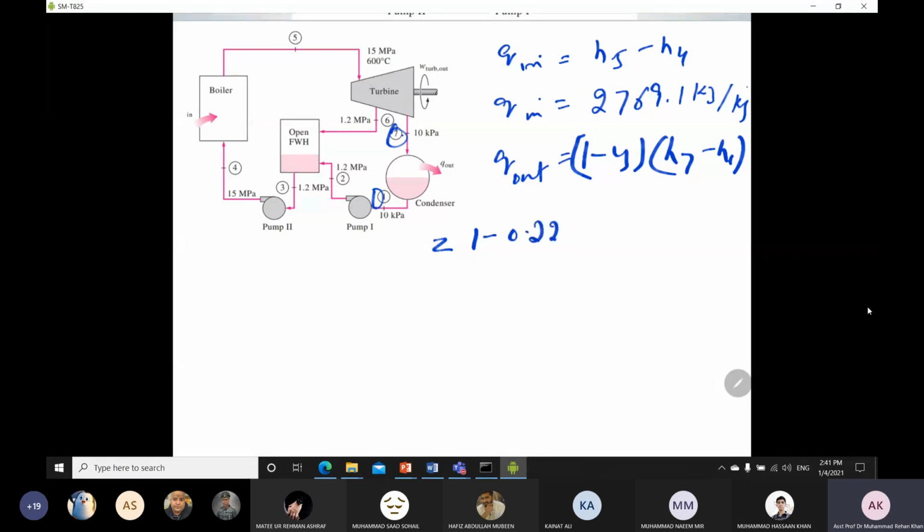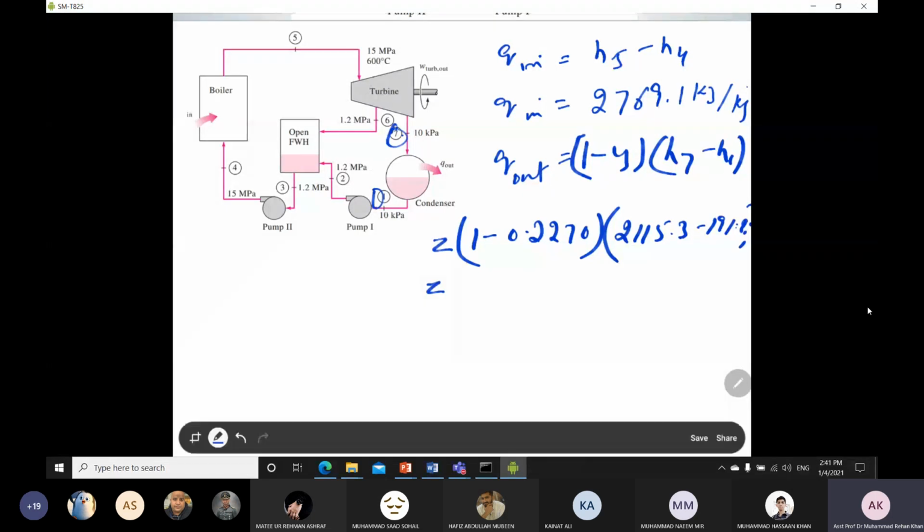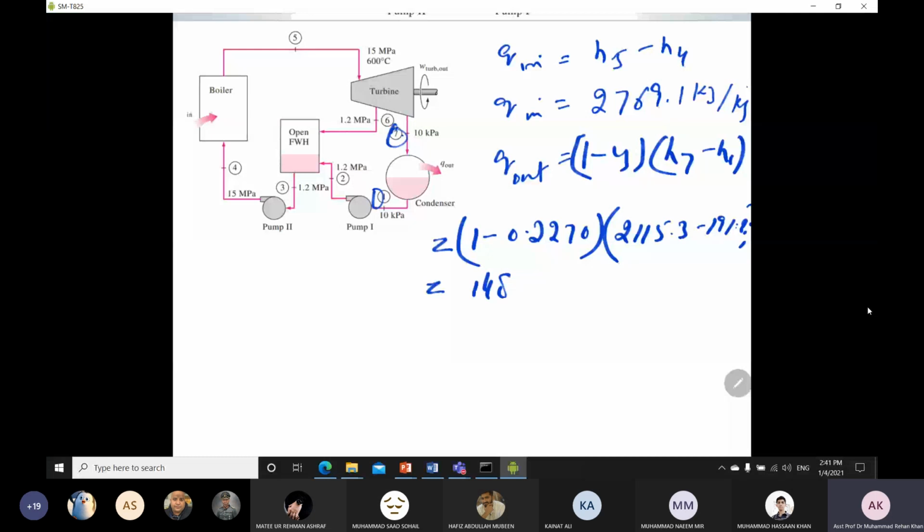Just find the fraction of steam previously, so 0.2270, and H7 is also known to us, which is 211.593, and H1 is also known to us, 921. You can solve it and you will get the Q out value as 1486.9 kilojoule per kg. So this is your Q out value.